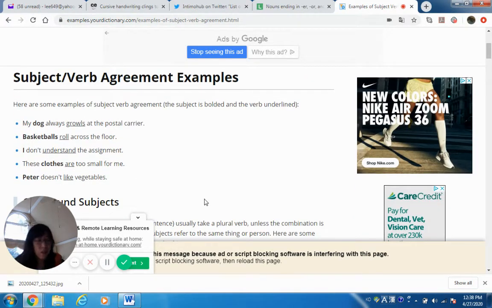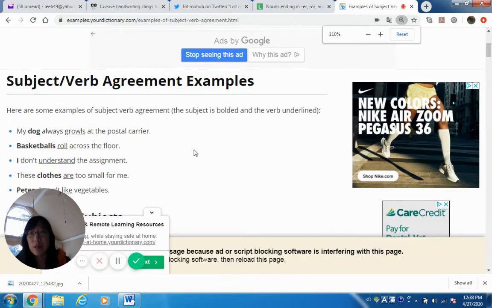We've been doing this since the first lesson. So subject-verb agreement. Do you remember what those were? Let's take a look at this first sentence. My dog always growls at the postal carrier. Let's make it bigger so you all can read. So my dog, that's the subject. Subject is anything in front of the verb. That's the verb, growl. So anything in front is the subject.